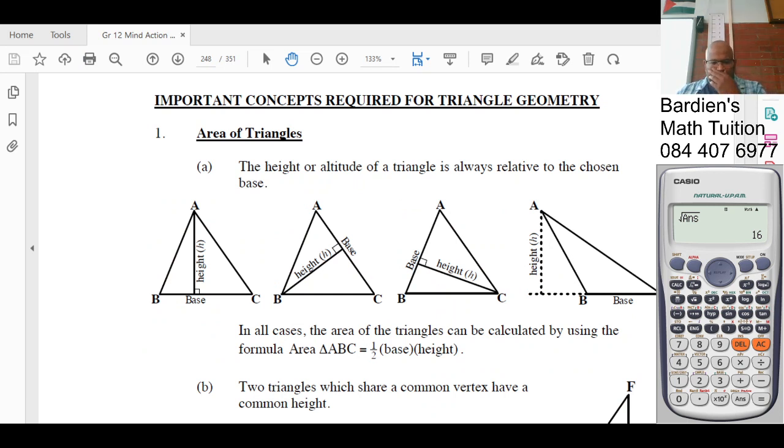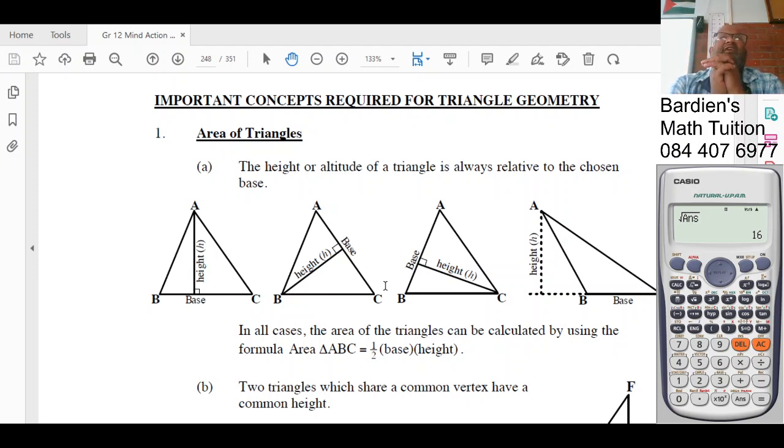Now we're looking at important concepts required for triangle geometry. Last year we concentrated on circle geometry. Here we're now introducing triangles into geometry.